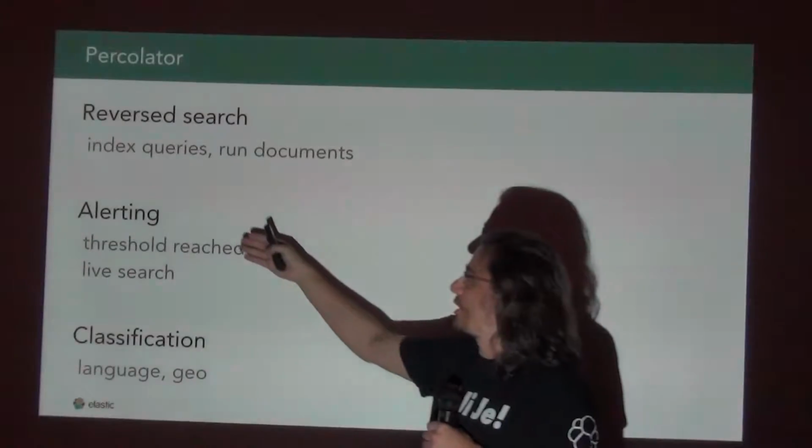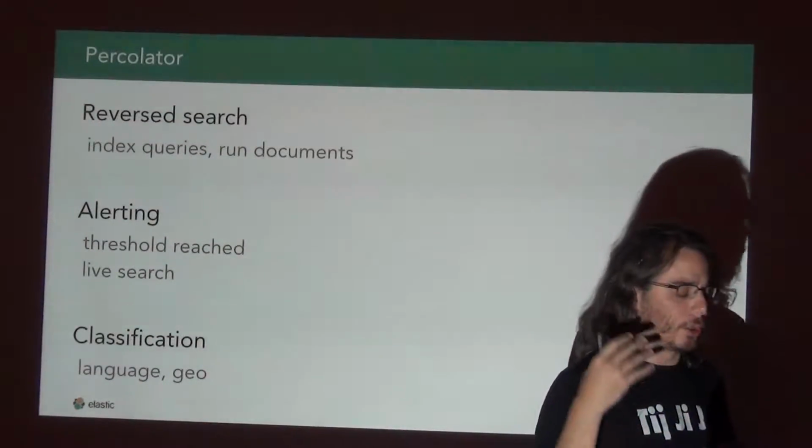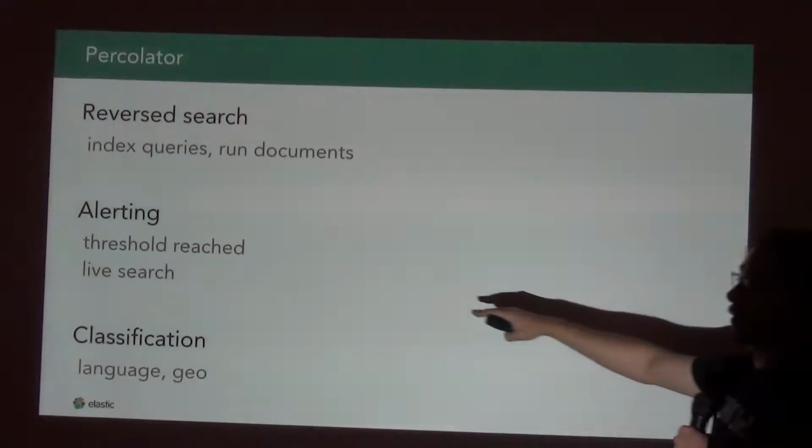Another use case is, for example, alerting. So you're indexing some events, and let's say you're indexing stock prices, and you want to be alerted when the stock price of Elastic, the company, goes above 2 cents. So you just create a percolator, you just index the query, and before you index the stock price, you ask Elasticsearch to do the percolation. So that's alerting.